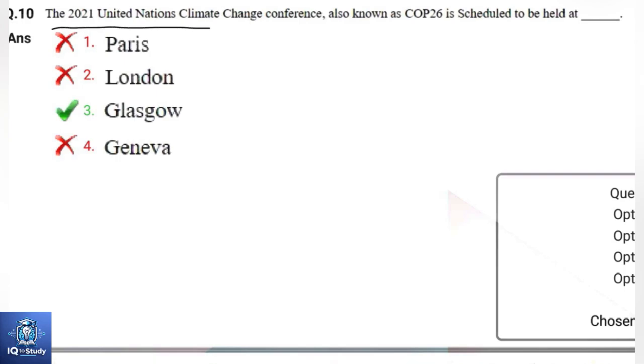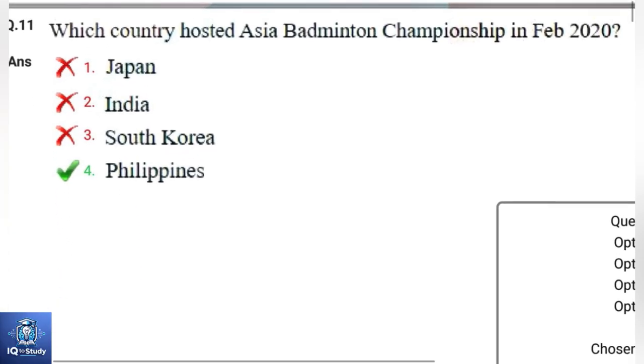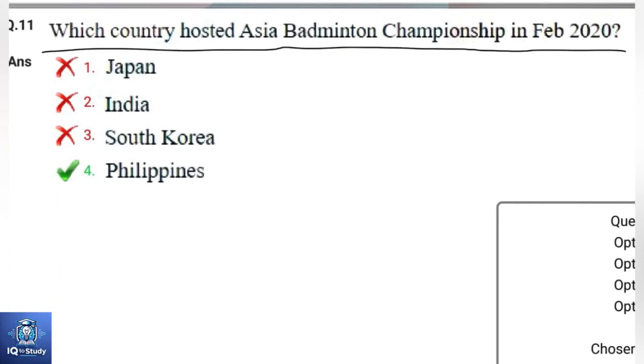The 2021 United Nations Climate Change Conference, also known as COP26, is scheduled to be held at Glasgow. Which country hosted Asia Badminton Championship in February 2020? Philippines.